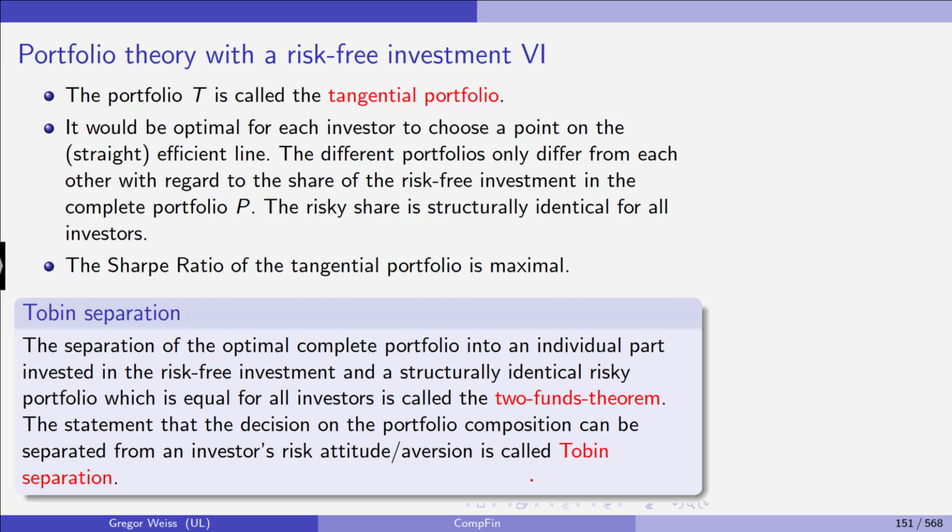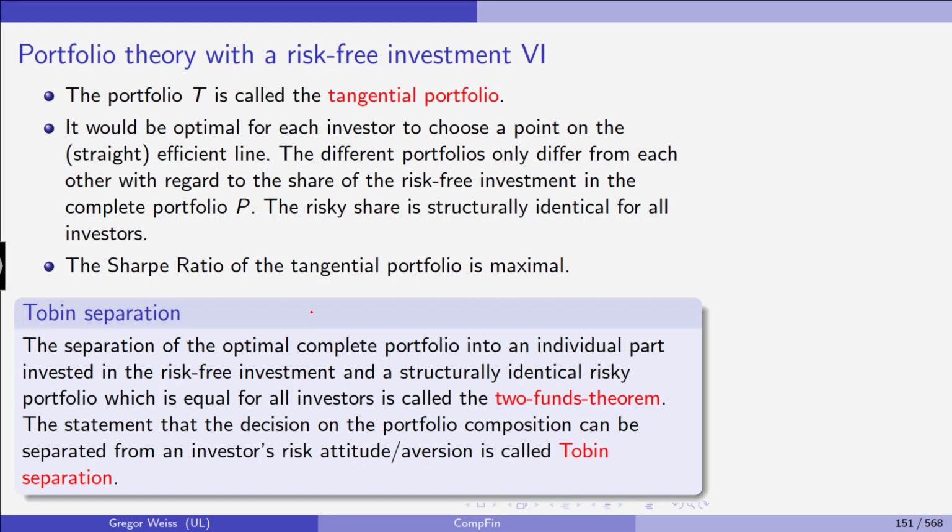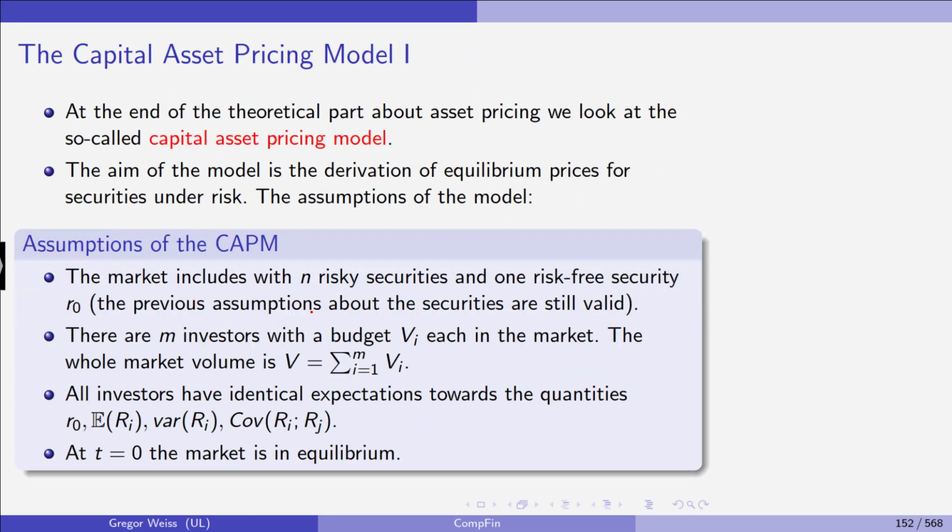Why passive portfolio management? Because you can now see we don't have to choose between this portfolio or this one, but everyone is interested in the same portfolio. And you can now hire a portfolio manager that offers this portfolio, and you only have to choose how much money you want to put into this portfolio, which could actually be an exchange traded fund, an ETF. So that's the Tobin separation.